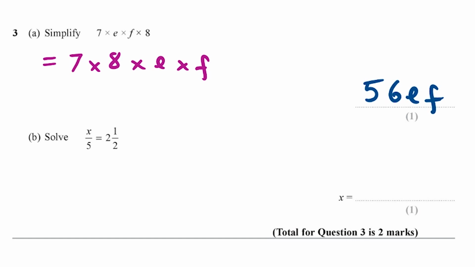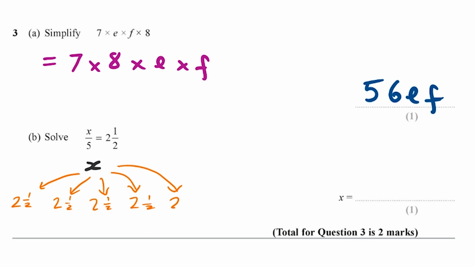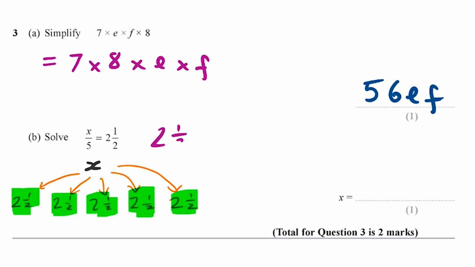The second part then, x over 5 is equal to 2.5. Well, that x over 5, that just means x divided by 5. So you could think of it, I've got this number that when I split it up into 5 parts, or when I shared it between 5 people, each of those parts was 2.5. So to work out what the starting number was, I've got to put those 5 parts back together. In other words, I've got to do 5 lots of 2.5.